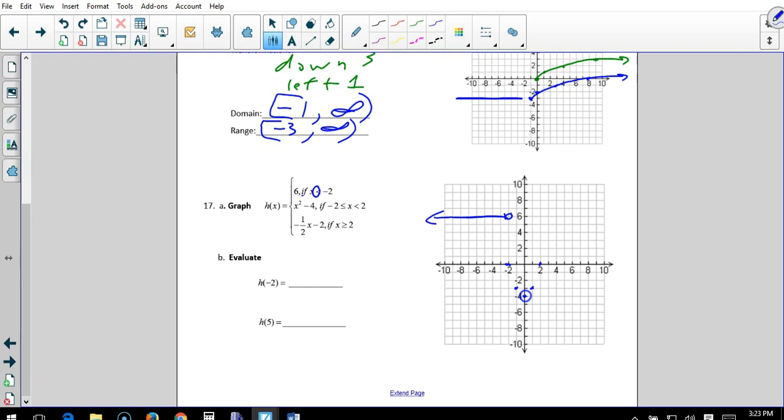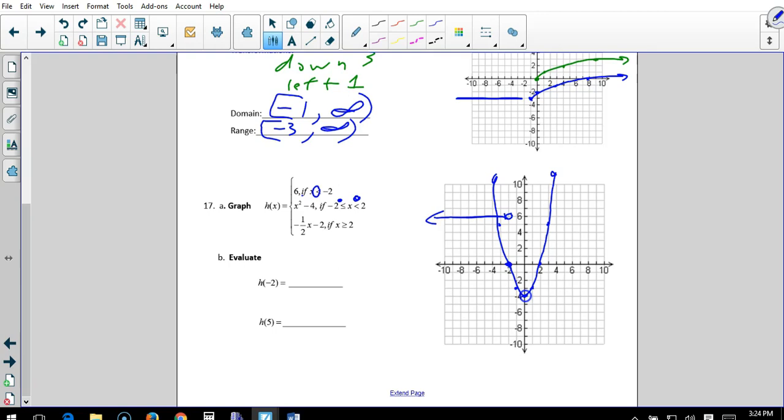So we just drop down 4 spots. 1, 2, 3, 4. And that'd be over here. And so this is our parabola x squared - 4. But we don't want the entire parabola. We only want between -2, that's going to be a solid dot, and positive 2, which is going to be an open dot. So we go to negative 2, we want that solid dot right there.